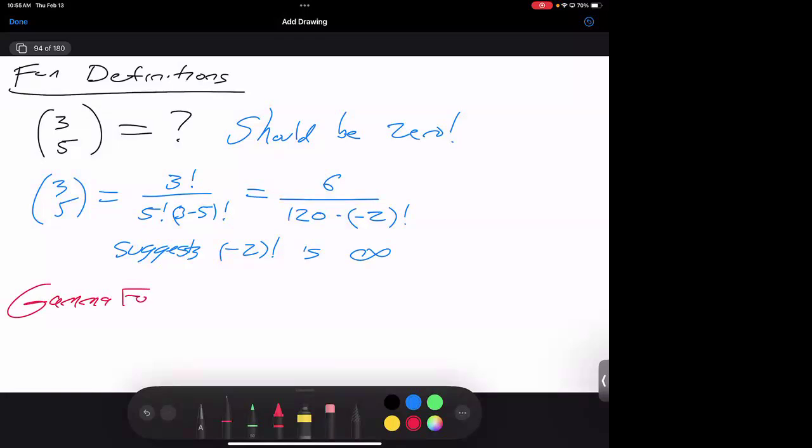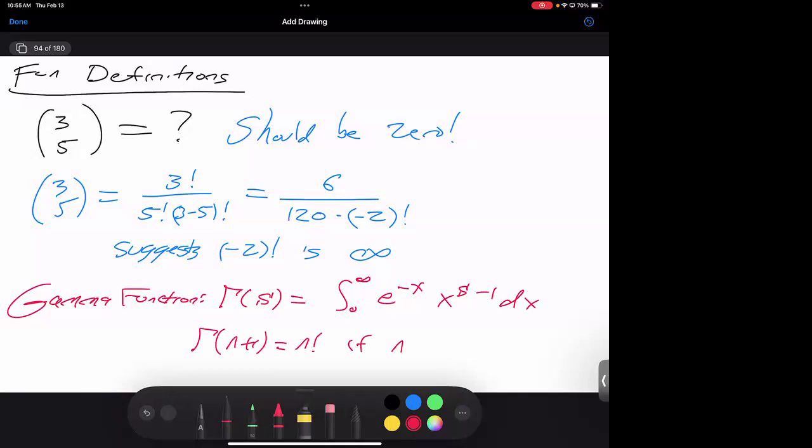The gamma function, gamma of s is the integral from 0 to infinity, e to the negative x, x to the s minus 1 dx. And it turns out gamma of n plus 1 is n factorial if n is a non-negative integer. And gamma of 1/2, which is negative 1/2 factorial, I'll put that in quotes, is the square root of pi.